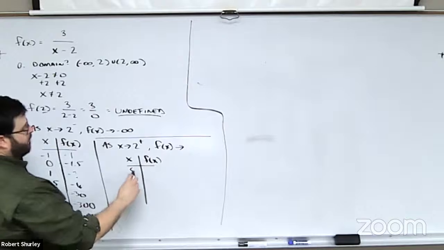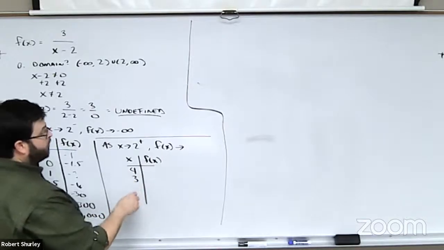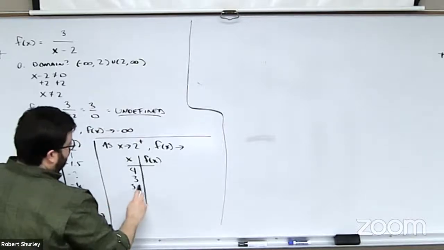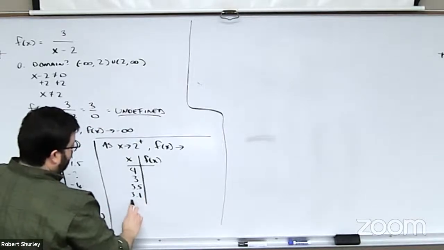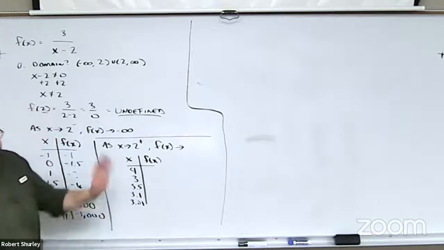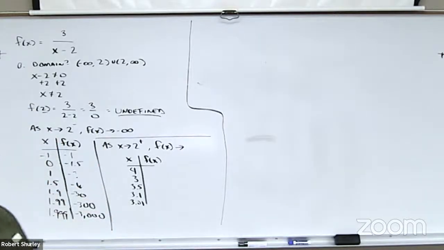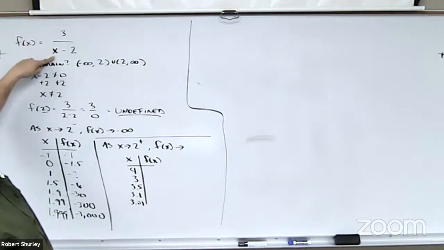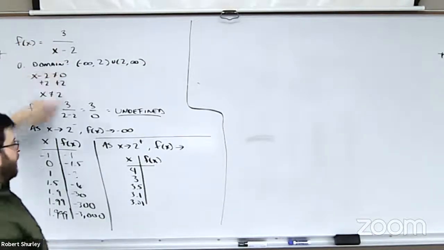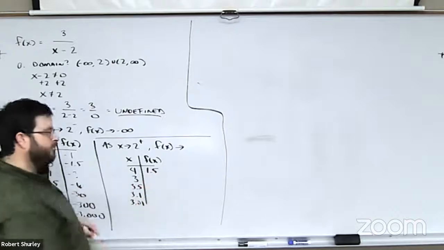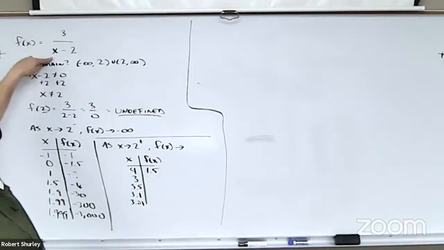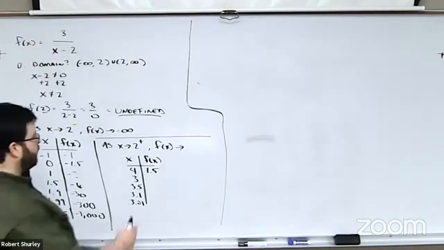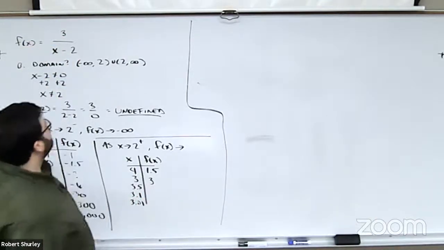So I'm going to just start with like 4, 3. I can't put 2 in. 2 is going to give me undefined. Let's say 3.5, 3.1, 3.01. Maybe we'll see a nice pattern and we can just fill it in. Now look, 4 I could do in my head. 4 minus 2 is 2. So 3 divided by 2, that's 1.5. 3 I can do in my head as well. 3 minus 2 is 1, right? So 3 divided by 1 is just 3.